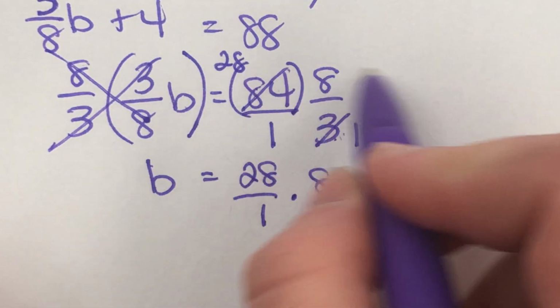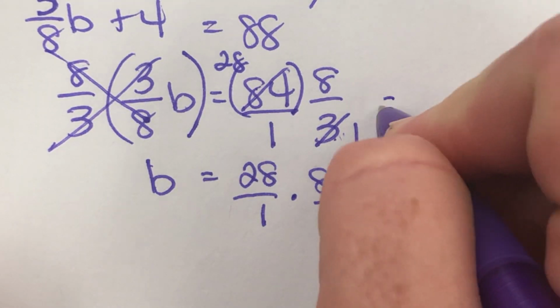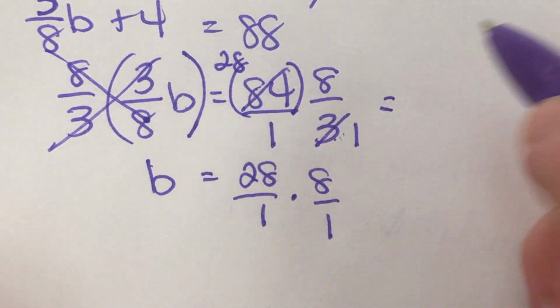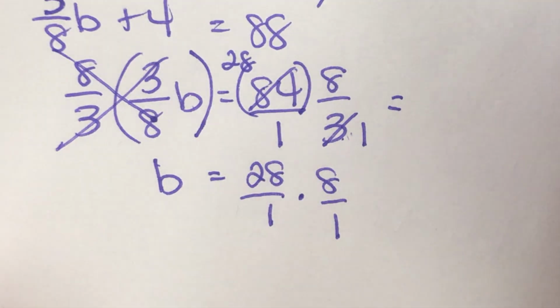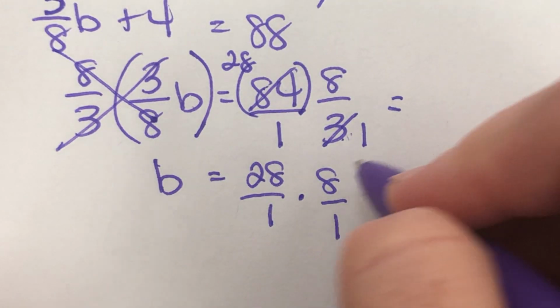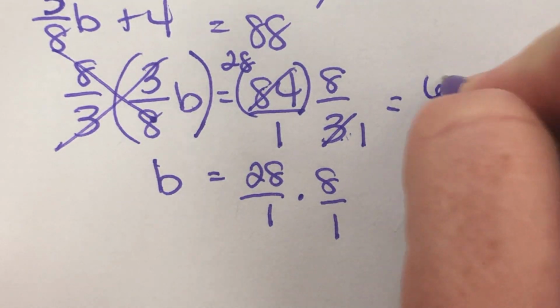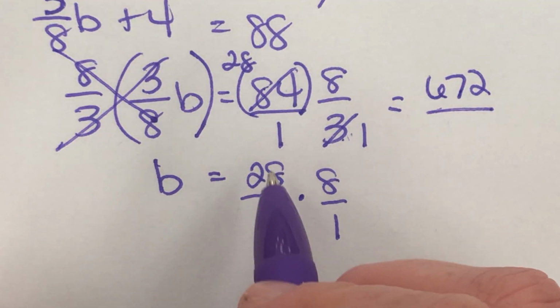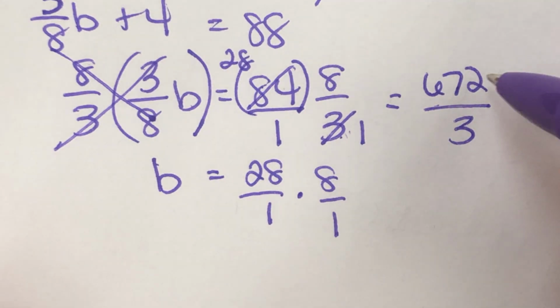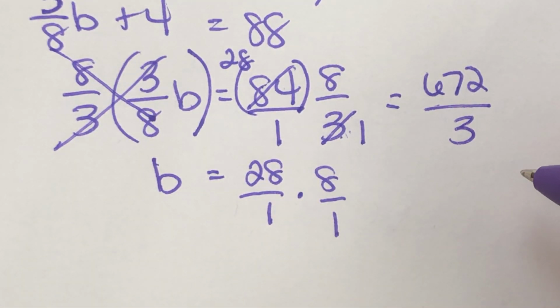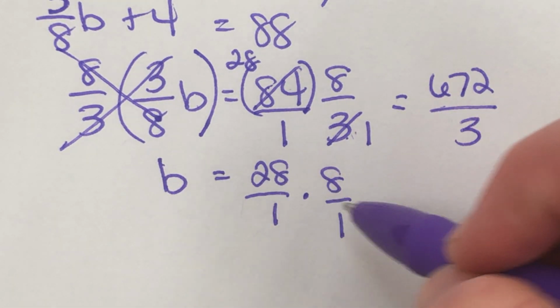Right? If you would have just multiplied across the top, that's fine. You could have 84 times 8. I don't even have a calculator around. I'll have to do it off here to the side. 84 times 8, 32, 64, 67, 672 over 1 times 3 is 3. And then you'd have to divide 672 by 3, which would end up being what we're going to get here.